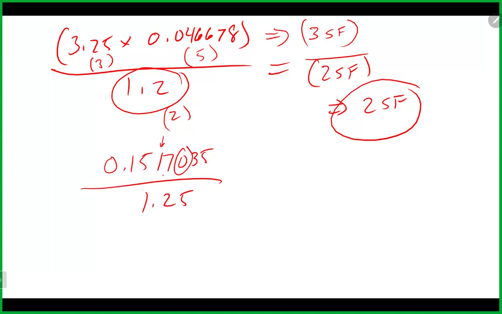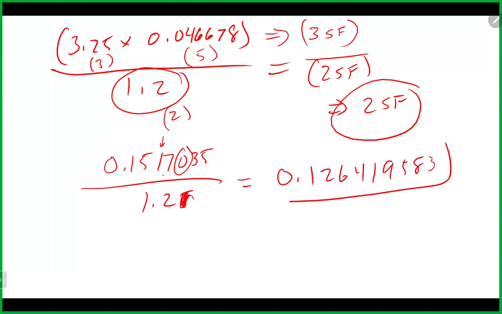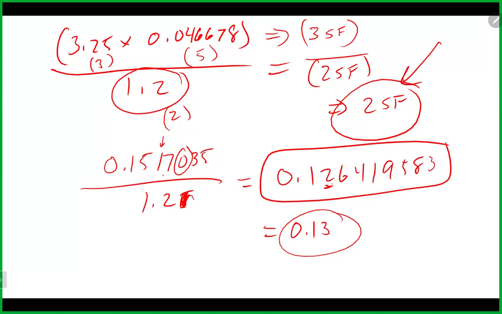To be honest with you, on my calculator, I would just use the whole number, not round it off, just use the whole number I got on that first part and hit divide by the bottom there, 1.2. And we would end up on my calculator at this point with 0.126419583. At this point, again, I would keep track of everything and know that I should end up right here, which is 2 significant figures. And now I should end up at 0.13.